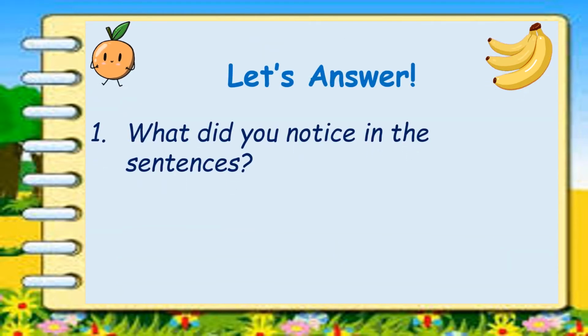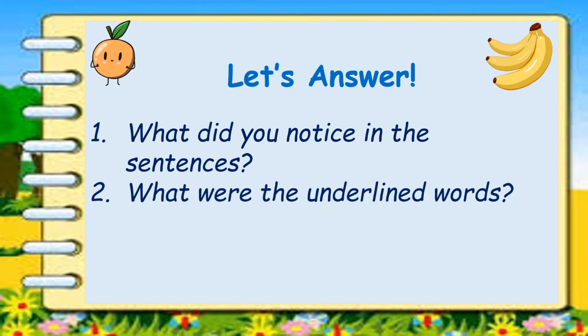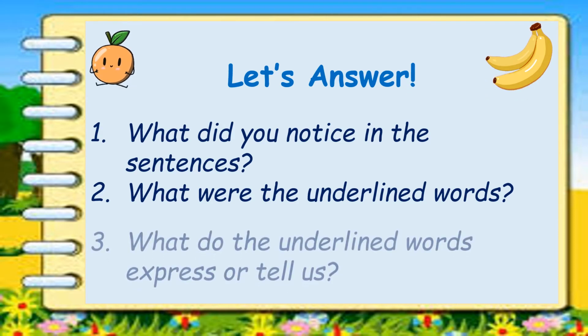So, what did you notice in the sentences? So maybe you noticed that the sentences mention the characteristics of oranges and bananas. Right. But what were the underlined words? All right, so some of the underlined words were while, on the contrary, and on the other hand.